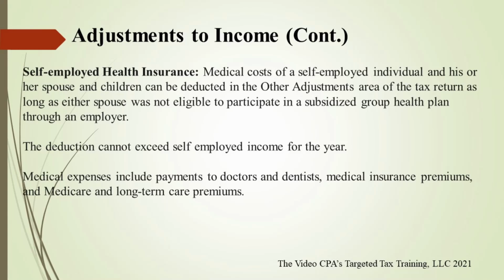The other thing is that you've got to have income from self-employment. It cannot exceed the level of income that you've got, so if you've got $5,000 worth of income, you're limited to $5,000 worth of deduction for your self-employed health insurance. And the medical expenses include most medical expenses that you would have as an itemized deduction, really all of them: payments to doctors, dentists, eye doctors, medical insurance premiums, of course, and Medicare, long-term care insurance premiums, that type of thing.